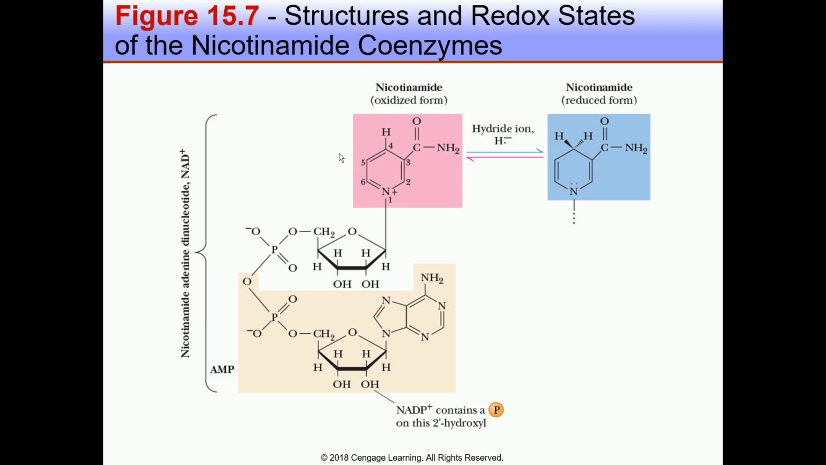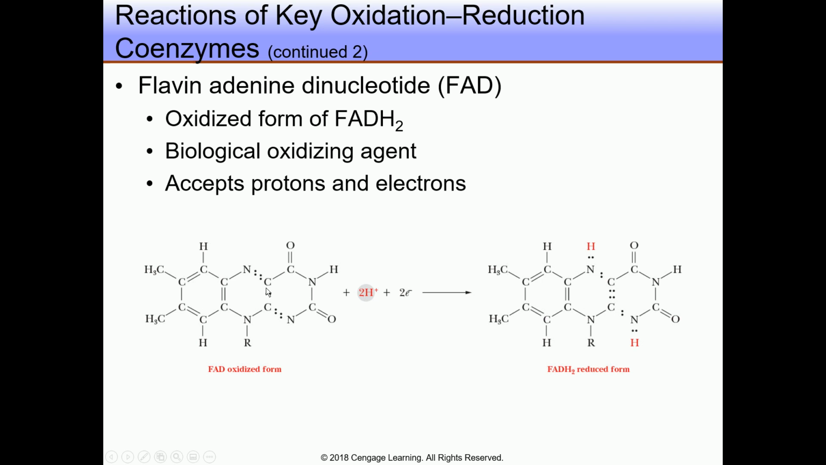Similarly, this is FAD. This is another coenzyme. You can see it can accept two hydrogens, and one can attach here and another can attach here. A hydrogen atom has one electron and one proton. So basically, the hydrogen atom is a representative of the electron, because every hydrogen atom has one electron and one proton. So FAD gets converted into FADH2.